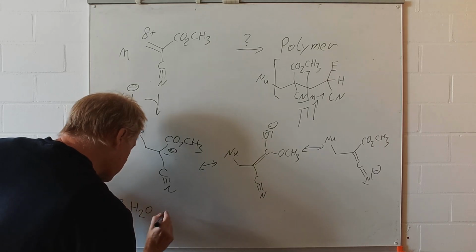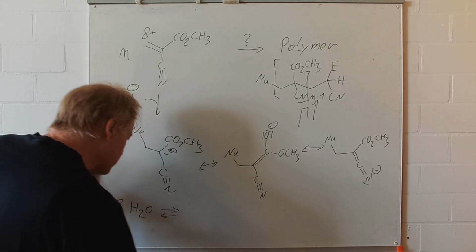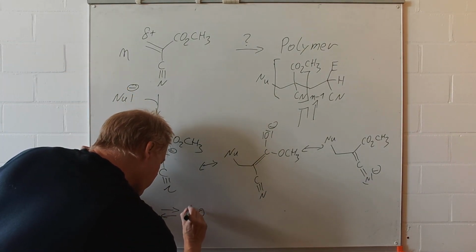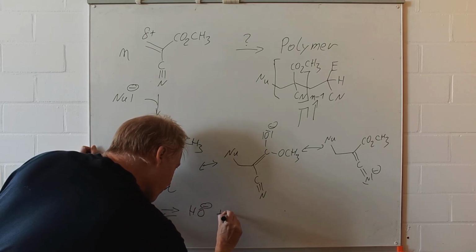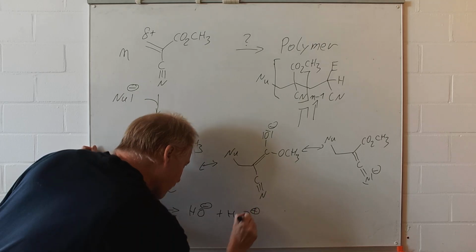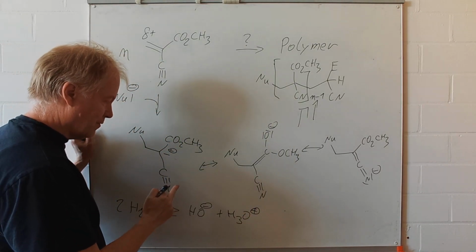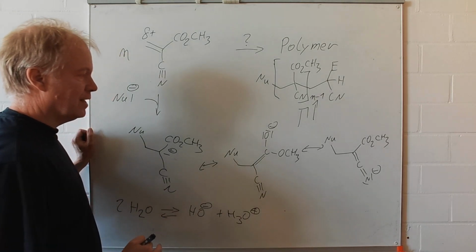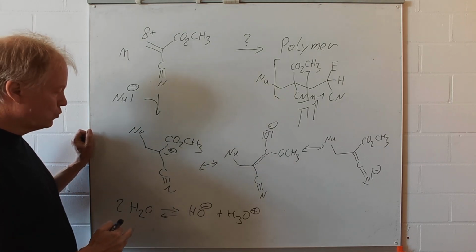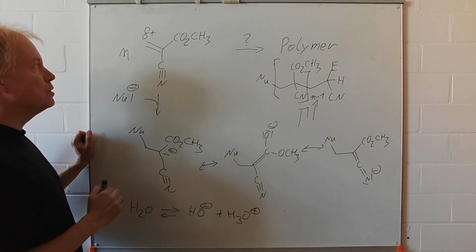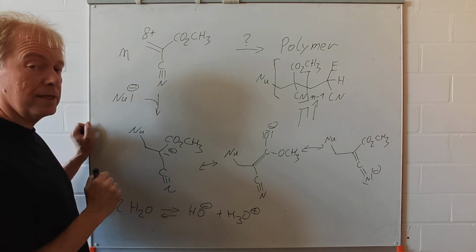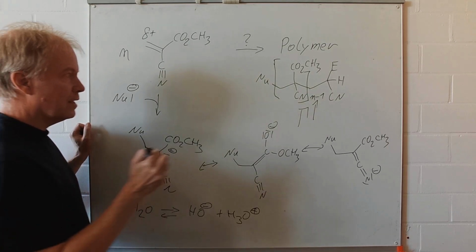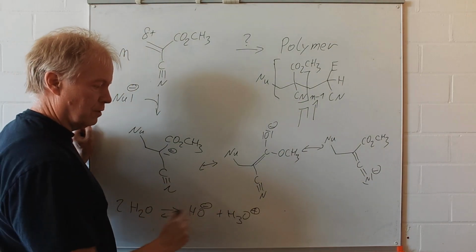In that case, we have the equilibrium of the water dissociation, and this very low concentration of the hydroxyl anion is sufficient to initiate the polymerization of these cyanoacrylates. And now we also know where the proton comes from? Well, from the H3O+.